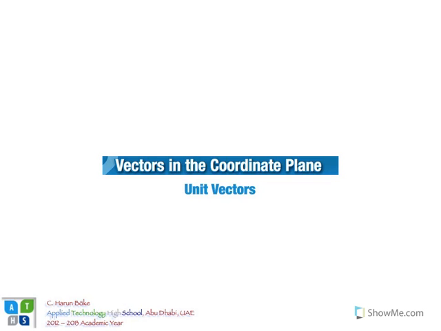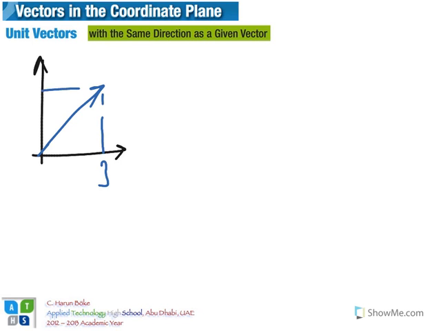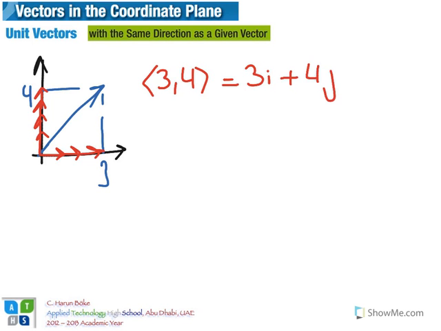In this video, we are going to discuss the unit vectors with the same direction as a given vector. Now, this means in the coordinate plane, we are not going to express this vector, say <3, 4>, as a combination of unit vectors on x and y. So it will not be as <3, 4> equals 3i plus 4j.